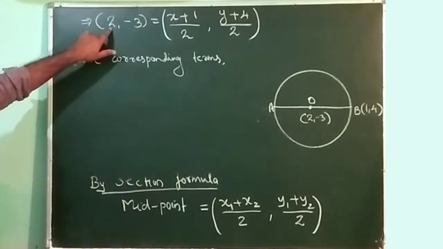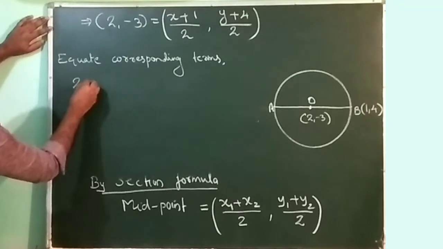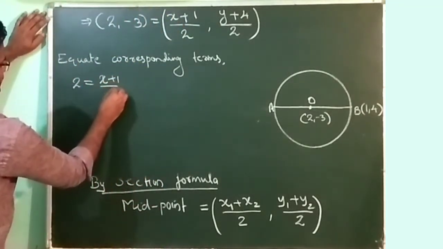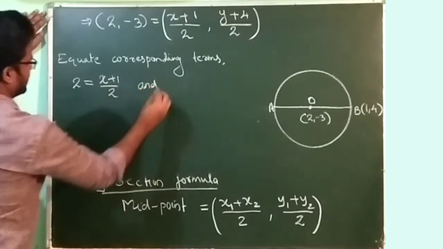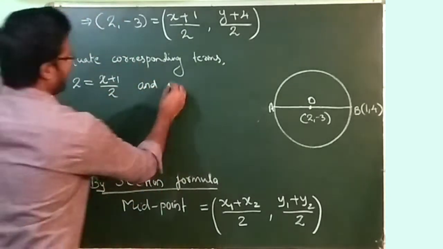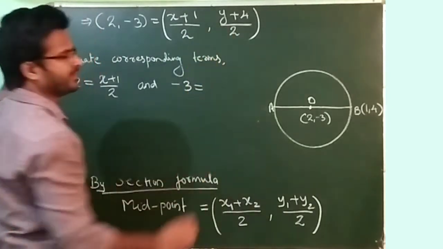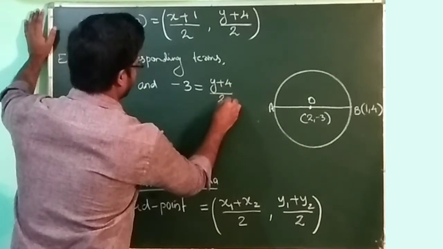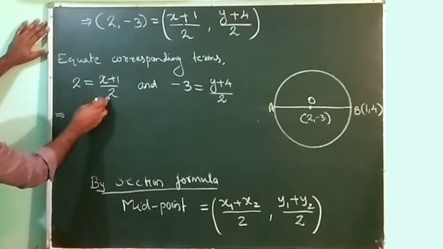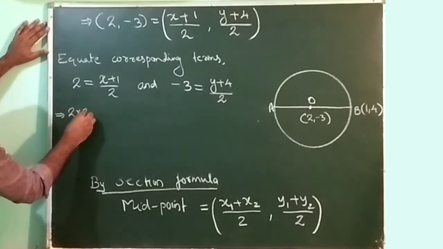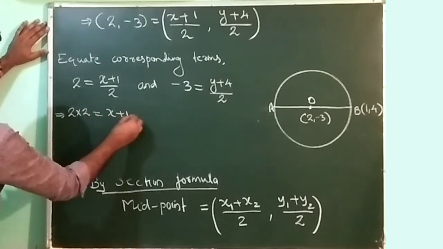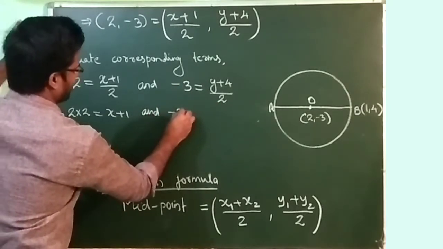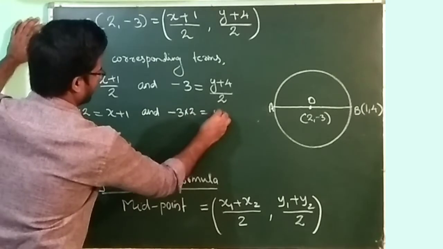What will you get? Here the first term is 2. 2 equal to, here the first term is (x plus 1) divided by 2. And the second term here, -3 equal to, on the right side the second term is (y plus 4) divided by 2. 2 bring to the left side, we can write 2 into 2 equal to x plus 1. And here also 2 bring to the left side, that means -3 into 2 equal to y plus 4.